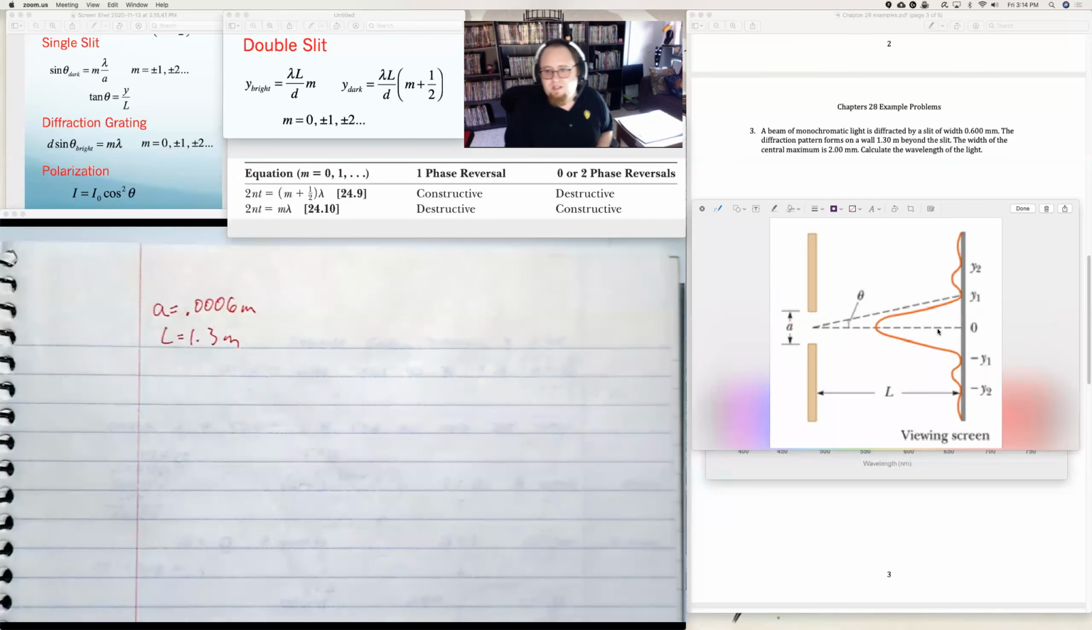In the single slit, we have an equation for the dark fringes, and we can figure out where each dark one is. The width of the central maxima is going to be the distance from your m equals +1 to your m equals -1, or vice versa. The width of the central maxima is just the space from dark to dark. So the width of the central maxima is 2 millimeters.